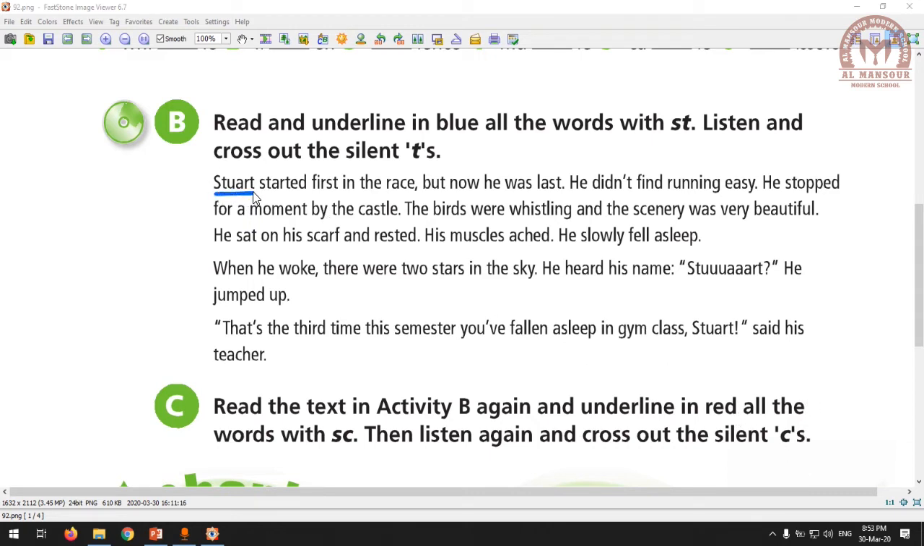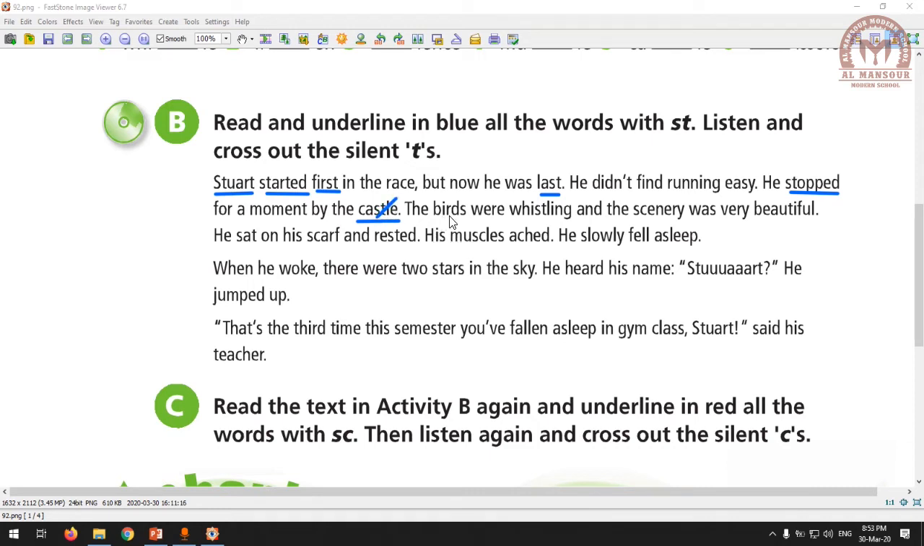Okay, so we have Stuart, which has ST, but it's not silent. Started also has ST. First in the race, but now he was last. He didn't find running easy. He stopped. We have the word stopped. For a moment by the castle. So the castle is the first word that has a silent T in it.